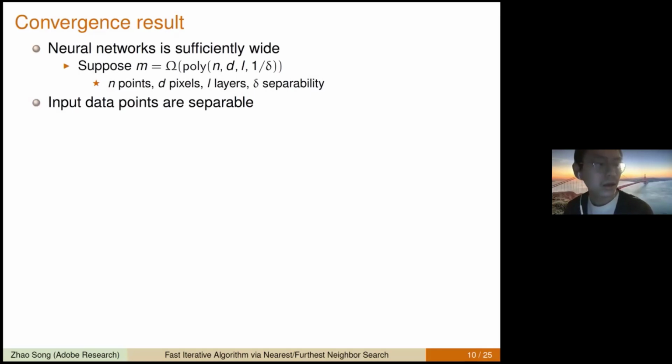Another assumption is that the input data points are separable. For any two input data points, for example any two images, you hope there is a gap between them. This is true if you look at real-life images, like ImageNet or any other data set. Another reason you can assume this is that if there are two exactly identical images with different labels, you basically cannot learn. Therefore you should remove exact duplicate images from the data set before you run your training algorithm. Both of these assumptions are very mild and acceptable for practitioners.